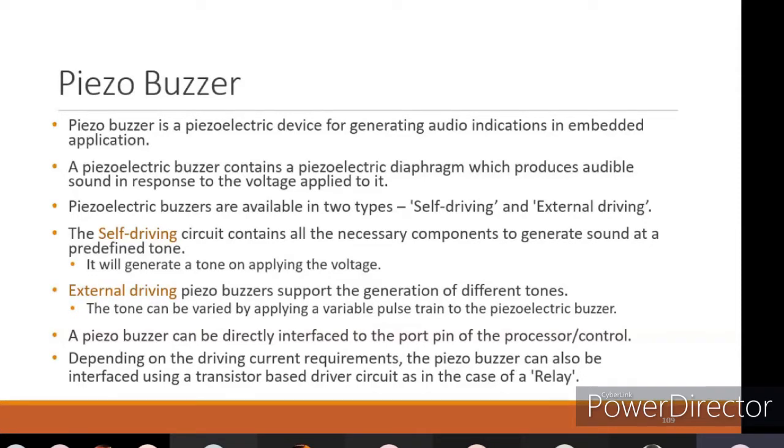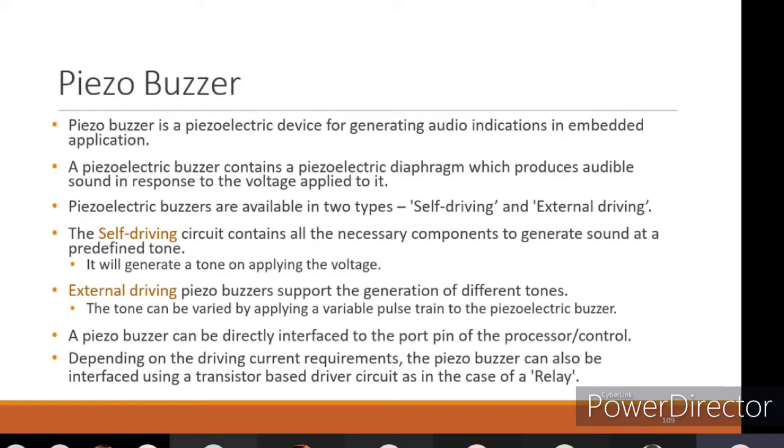Piezoelectric buzzers are available in two types: self-driving and external driven. The self-driving circuit contains all the necessary components to generate the sound at a predefined tone, and it will generate a tone on applying the voltage. Self-driven means you already have all the necessary circuits connected on one PCB. If you provide the voltage directly, it will switch on.